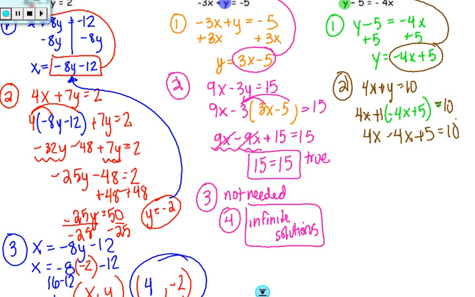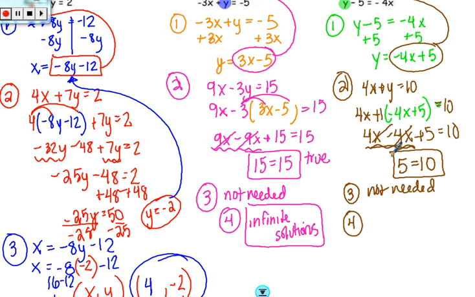Solving this one, 4x minus 4x, again, cancels each other out. And I'm left with 5 equals 10. So step 3, since I have no letters left, is again not needed. And step 4, state the solution. If 5 equals 10, well, 5 never equals 10. This is a false statement. So my answer to this problem is no solution.